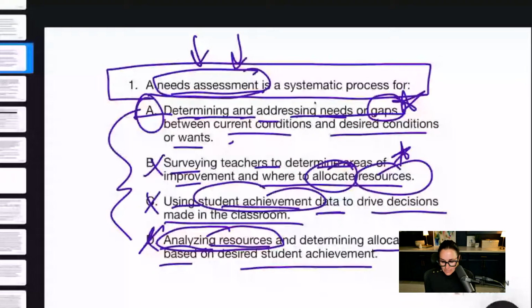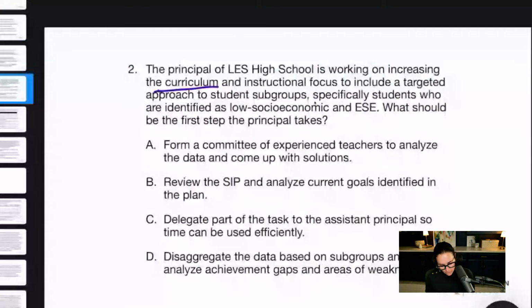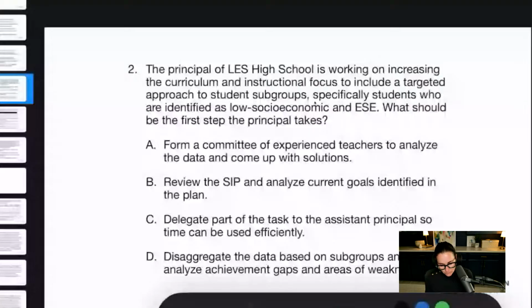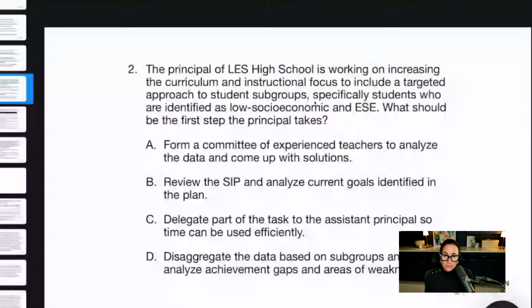Again, we're starting off easy. Let's go to the next one. This is number 2. Okay. Again, we have a big scenario here. Let's start here. Form a committee of experienced teachers to analyze the data and come up with solutions.